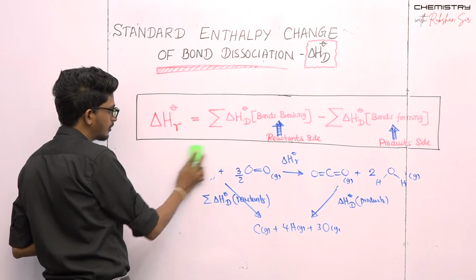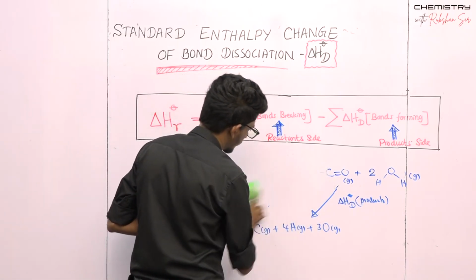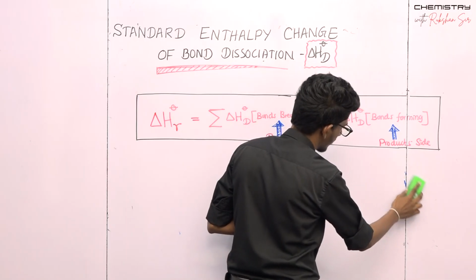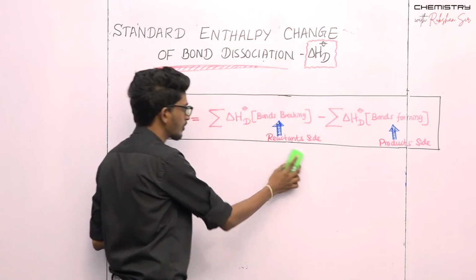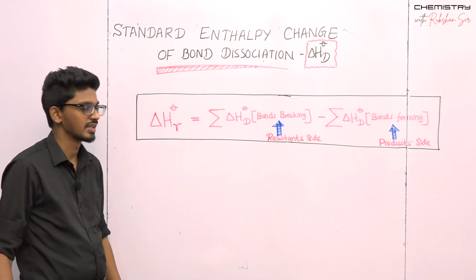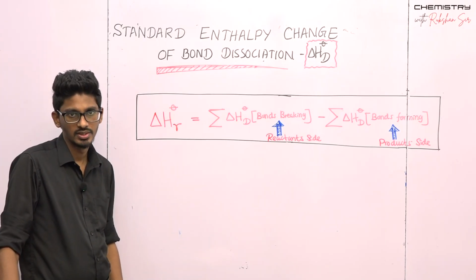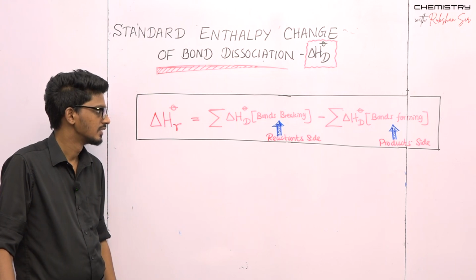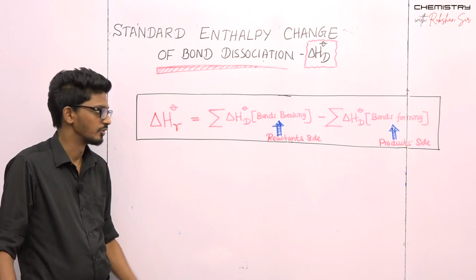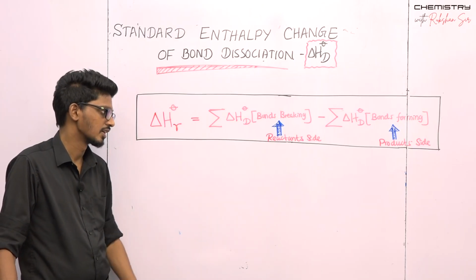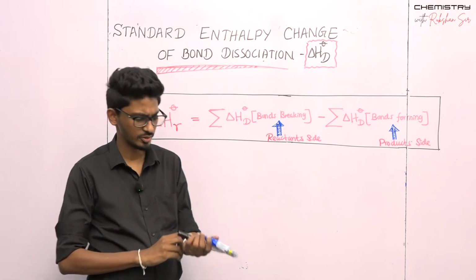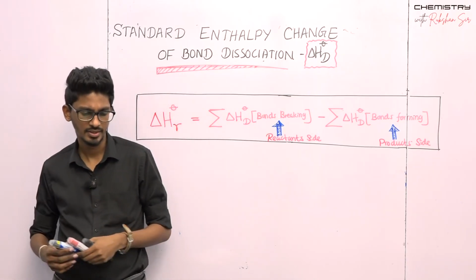So let's use this equation to solve a few questions. We can use this equation to solve problems, or we can go for a thermodynamic cycle as well. So there are two methods available to find out the delta H of reaction with the use of delta H of dissociation values. You can use this equation, or if you need, you can come up with the thermodynamic cycle as well. The thermodynamic cycle is the fundamental one. You can use that to solve any kind of problem.